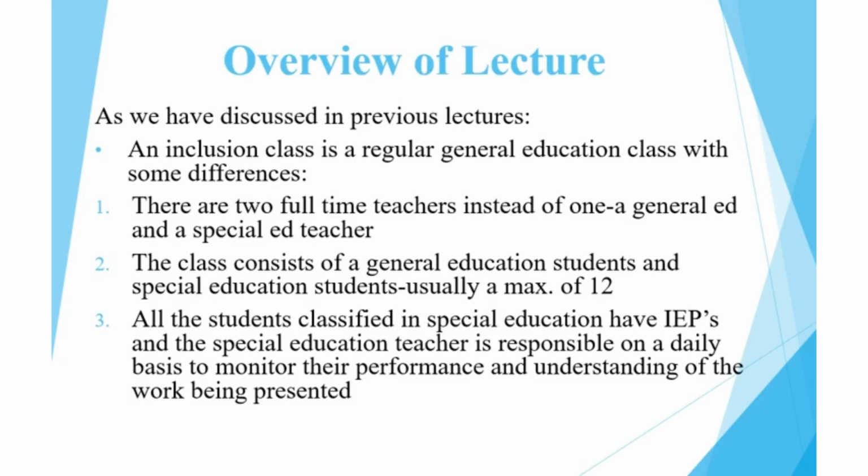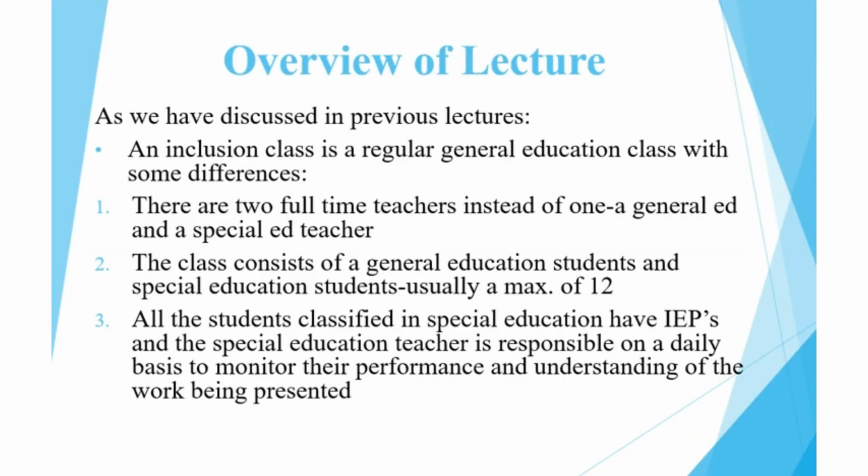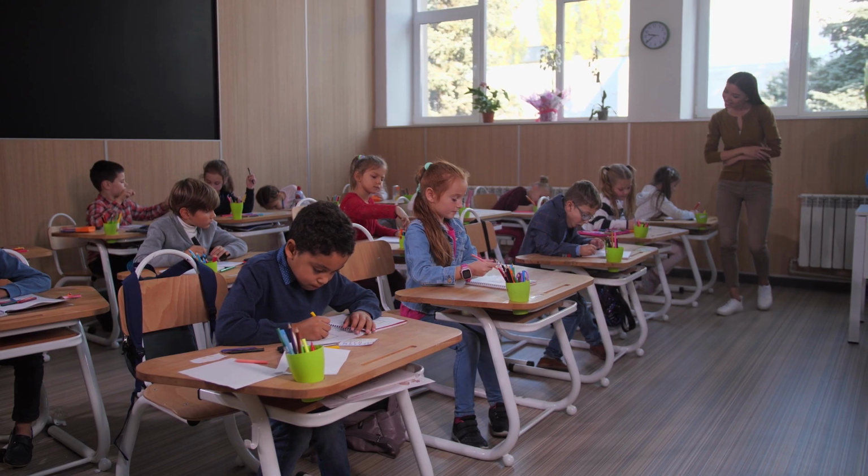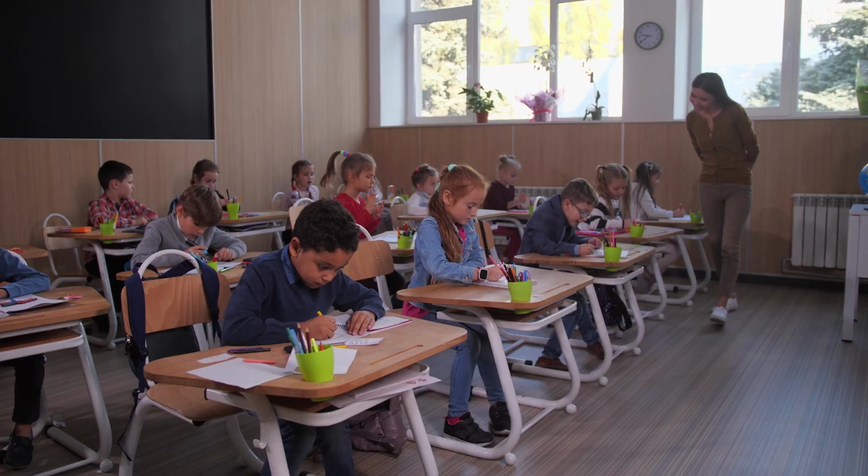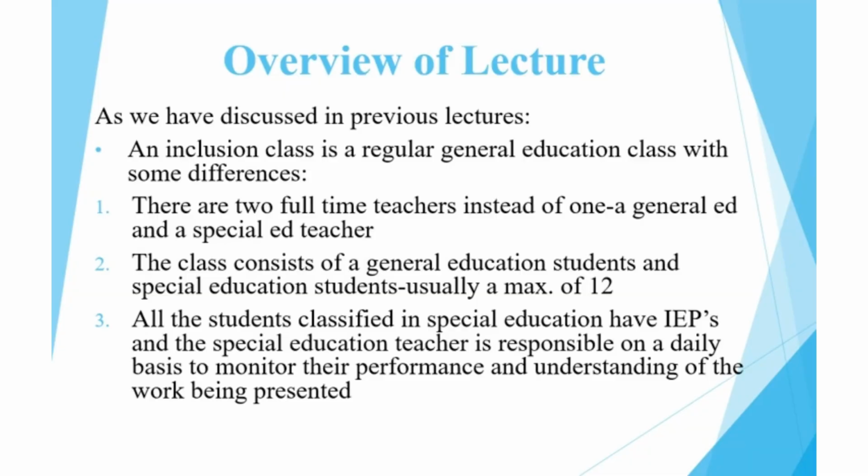An inclusion class is a regular general education class with some differences. First, there are 2 full-time teachers instead of 1: a general education teacher and a special education teacher. Second, the class consists of general education students and special education students, usually with a maximum of 12 with special needs. And third, all the students classified in special education have IEPs, and the special education teacher is responsible on a daily basis to monitor their performance and understanding of the work being presented.